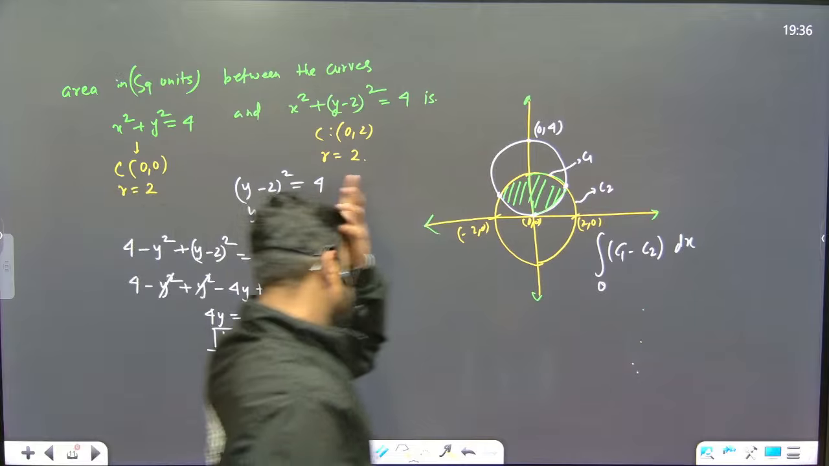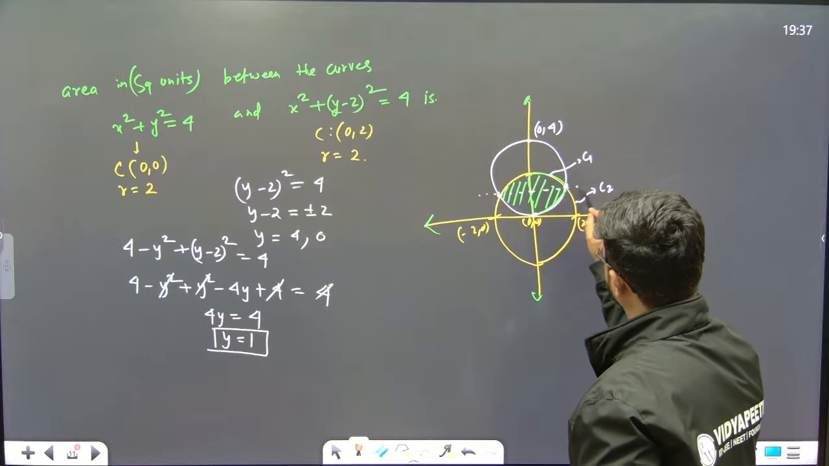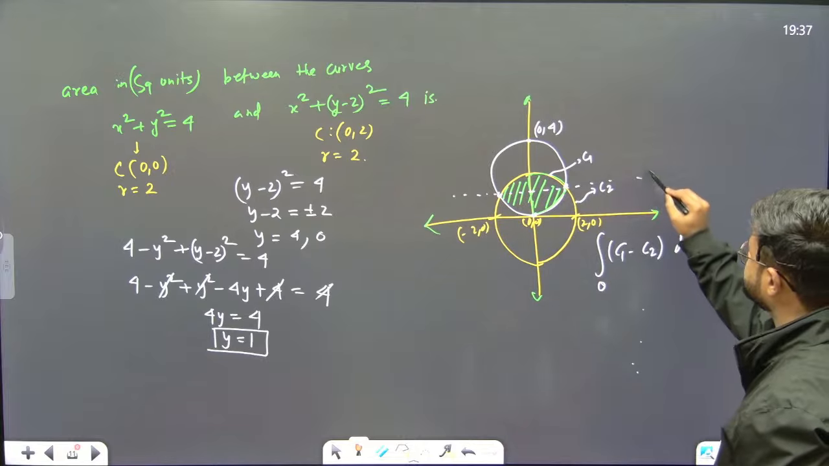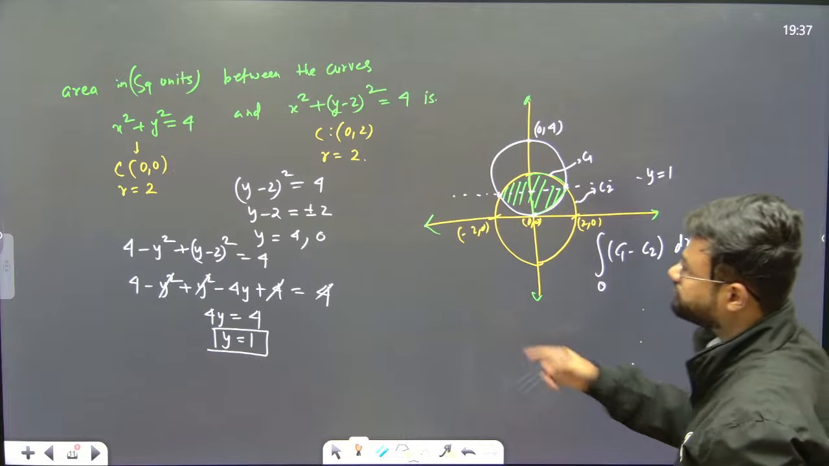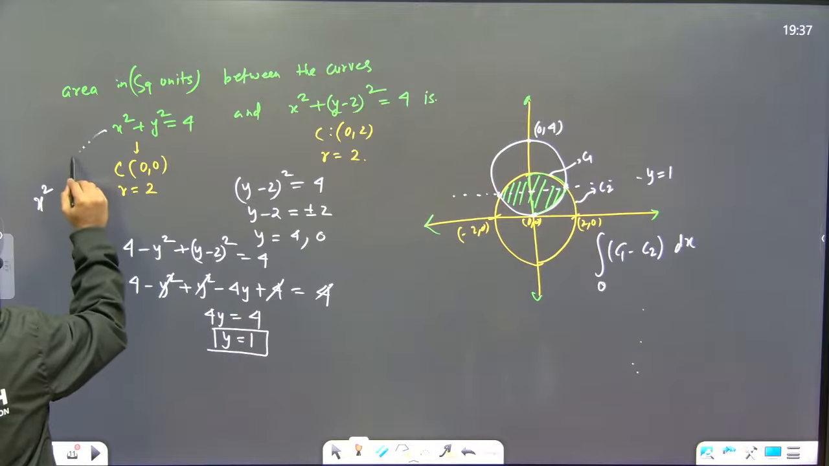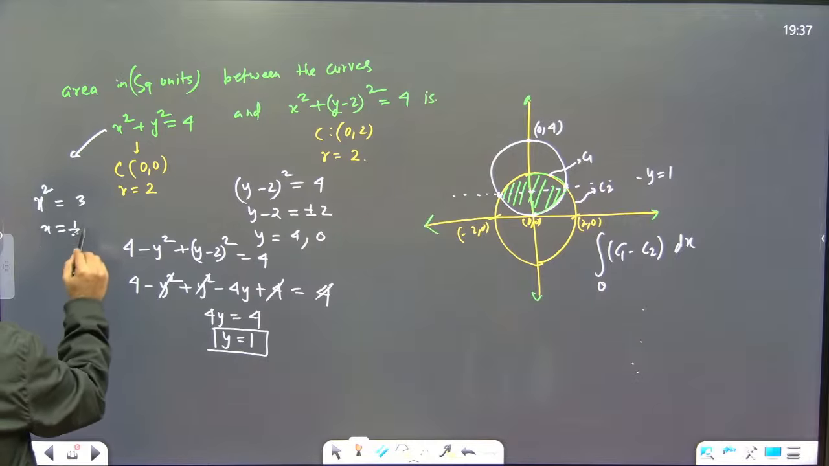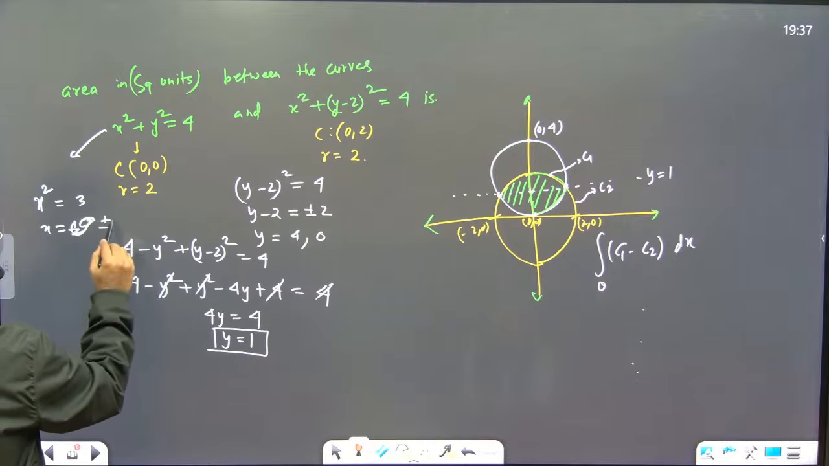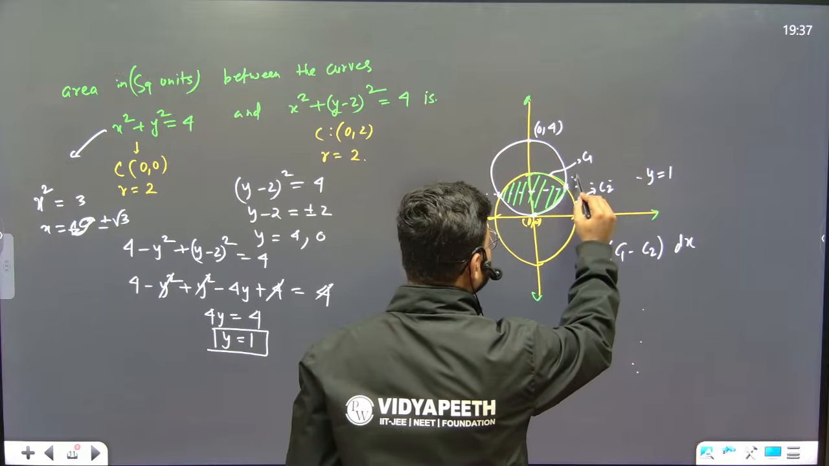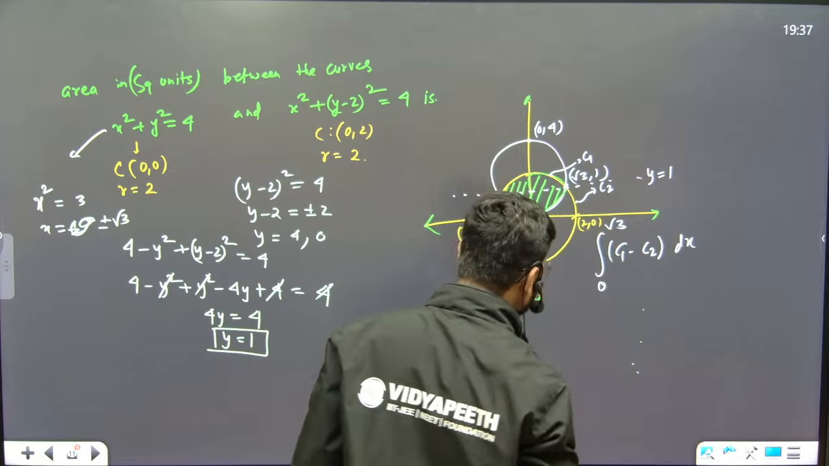Now this is the line y equal to 1. So we are getting only one value. It means for two particular x we have the same y. So this is the line y equal to 1, and for that corresponding value of x you need to find. When I put y equal to 1 in this expression, you will get x square equal to 3. So x is going to be plus minus root 3. So this point is root 3 comma 1. So x is root 3, and the integration is going to be 0 to root 3.